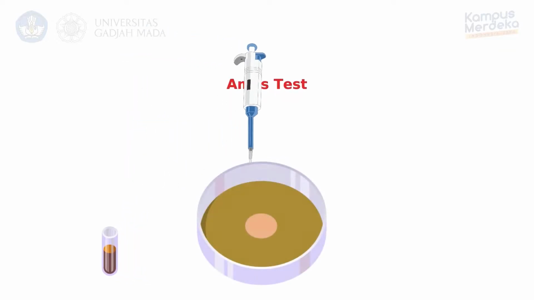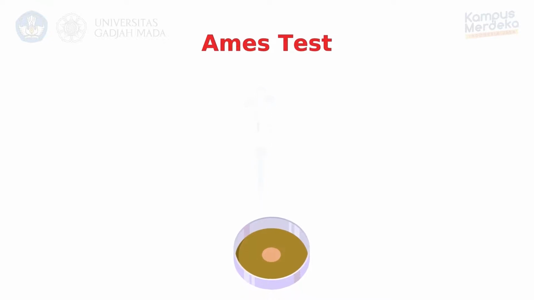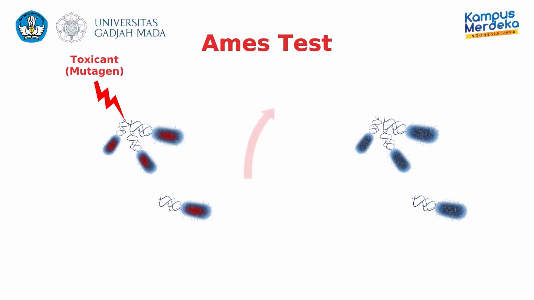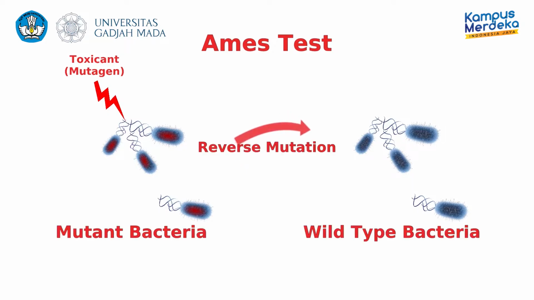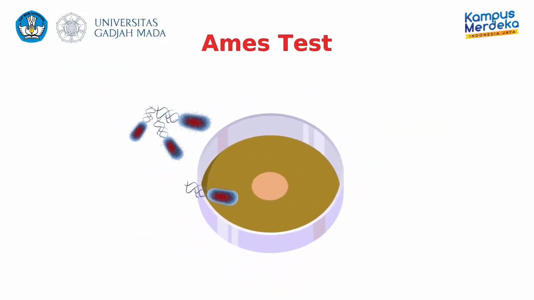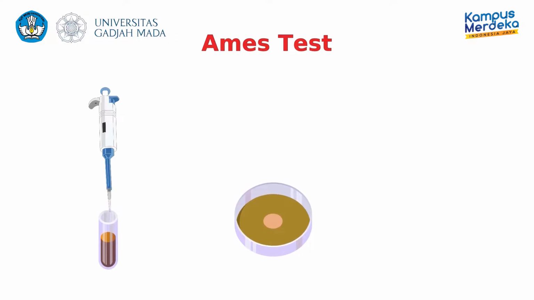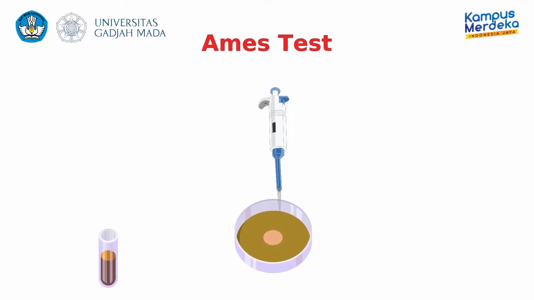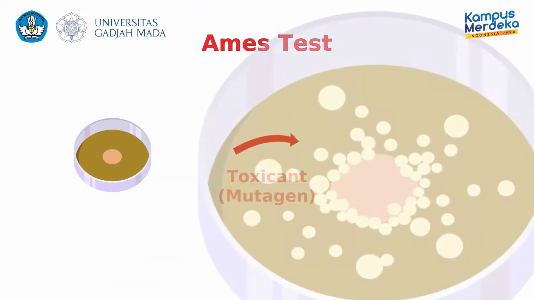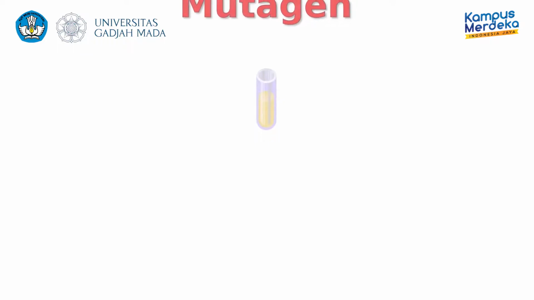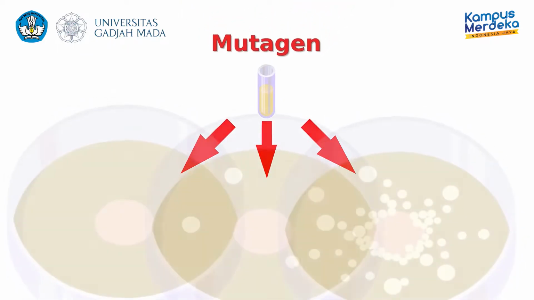The Ames test, developed by Bruce Ames, is a mutagenicity test system which utilizes prokaryotic microorganisms. The Ames test depends on the ability of mutagenic chemical to bring reverse mutation of a certain amino acid-dependent mutant to a certain amino acid-independent wild-type organism. In this test, mutants are incubated in a medium that contains insufficient certain amino acid. If the toxicant added into the culture is capable of inducing reverse mutation, then bacteria can grow in the medium. Different mutagens may affect a strain of bacteria but not the other.